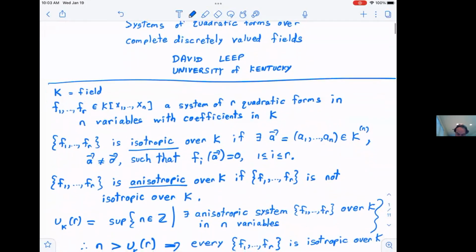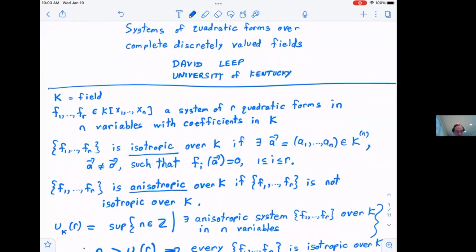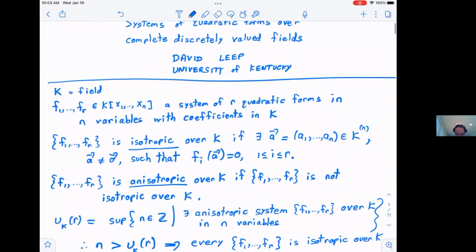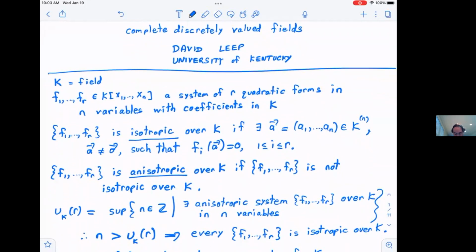And I want to define the following notation, which I'll be using throughout here. U sub K of R is the supremum of all integers n such that there exists an anisotropic system F1 through FR over K in n variables. So in other words, if the number of variables n is bigger than U sub K of R, that would say that every system of R quadratic forms in n variables having coefficients in K has a non-trivial zero.